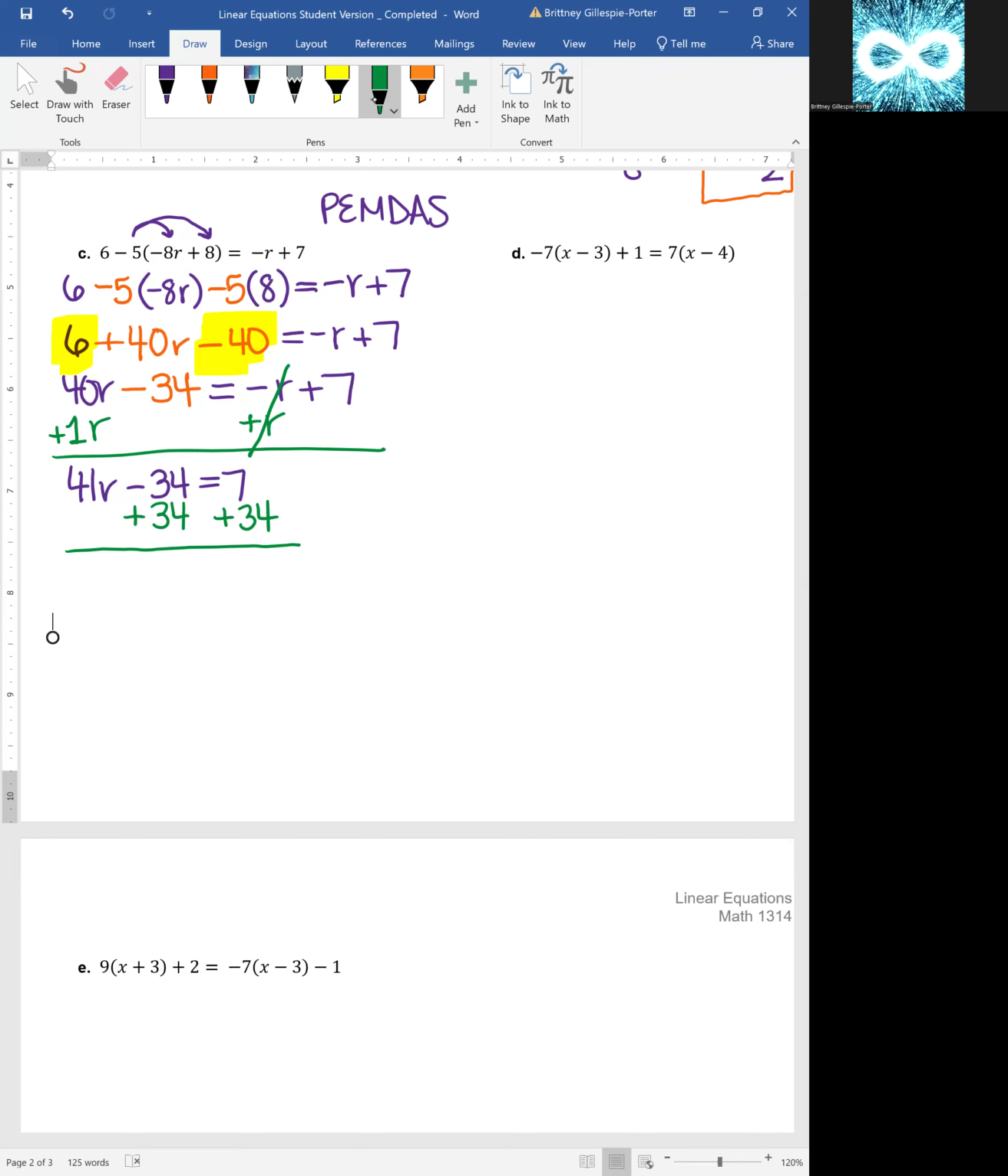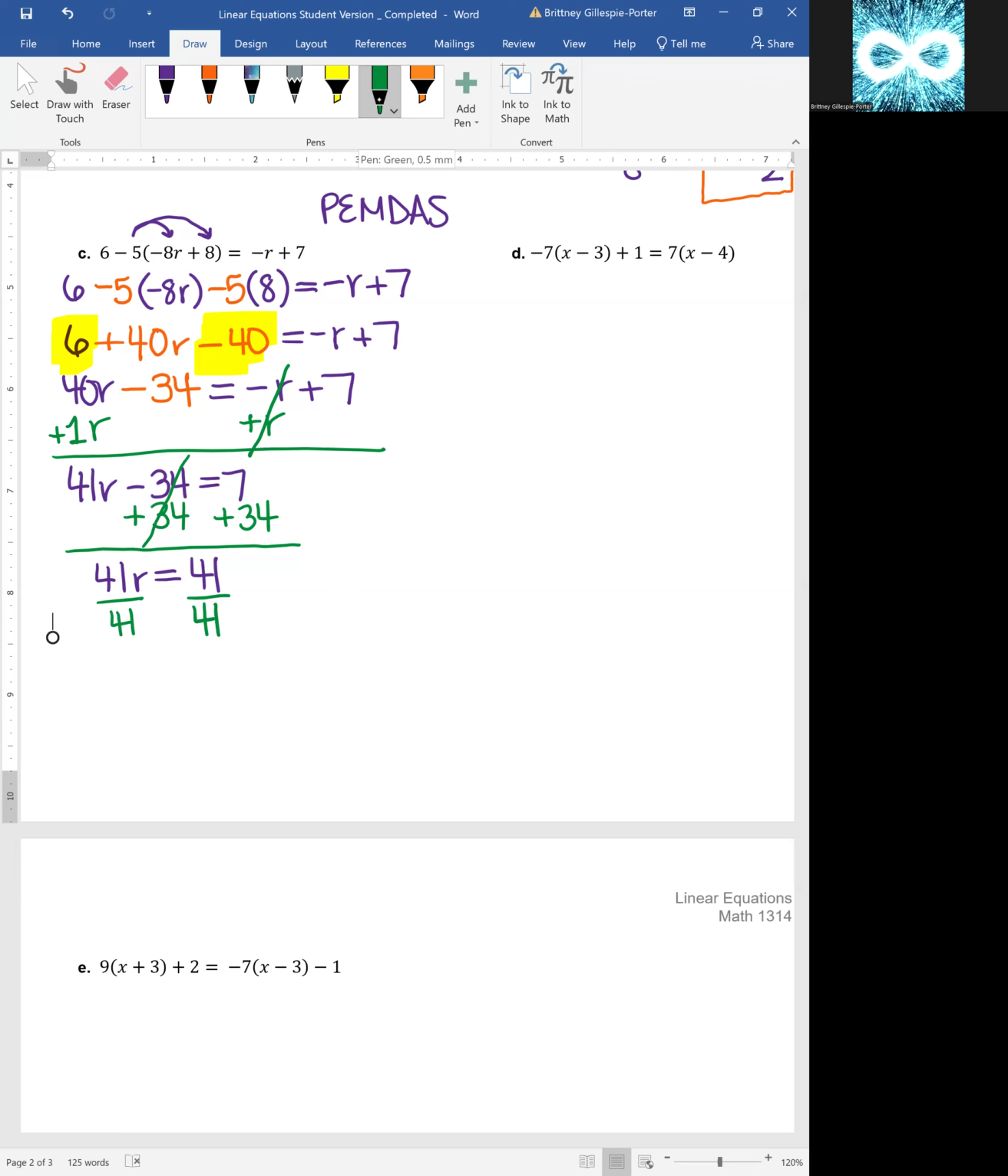Left-hand side, negative 34 plus 34 gets us plus 0. And we don't have to write plus 0. So 41r is equal to 7 plus 34 gets us 41. Not done yet because there's still a number other than 1 attached to the r. Because we have 41 times r, we're going to divide both sides by 41.